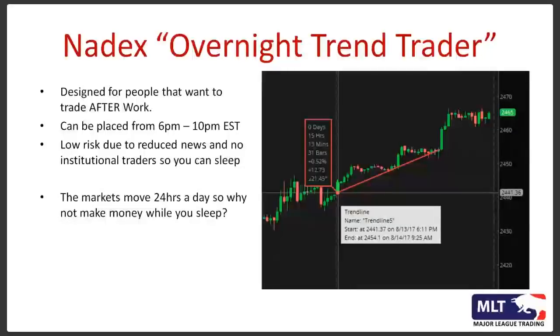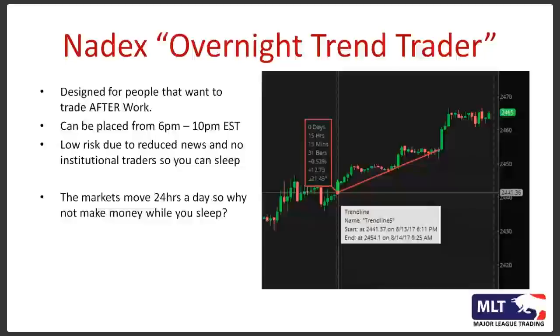So, overnight trend trading is another thing that you can do. And this is designed for people that want to trade after work, okay? These trades are typically placed from 6 p.m. to 9 p.m. Eastern Standard Time. That tends to be when you can get a good idea of where the trend is going to go for the evening. Now, a lot of people look at me kind of cross-eyed when I talk about this. It's absolutely amazing to see how much the markets move in the middle of the night. And people are like, what are you talking about? The market's not open. Yeah, but the markets are still open. They don't close, okay?